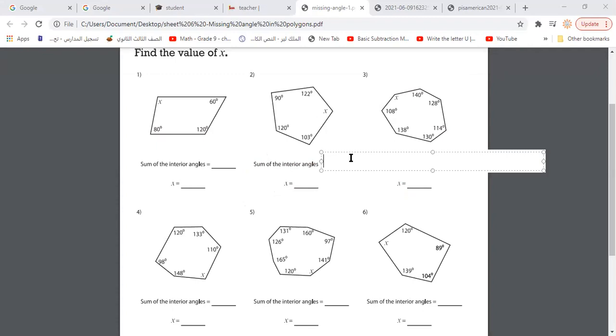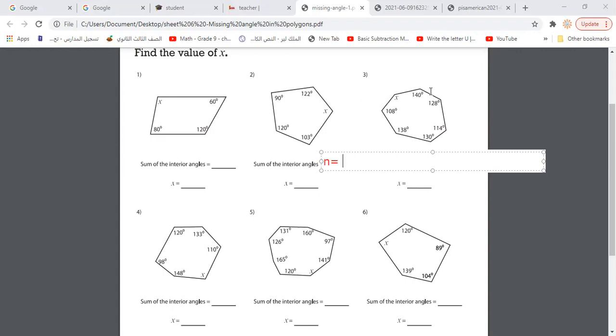What we have to do first? To find what? We must find the sum of all the angles. Okay, before you find the sum of all angles, you have to count, right? Then how many sides do you have in this figure? Yalla, start to count with me.